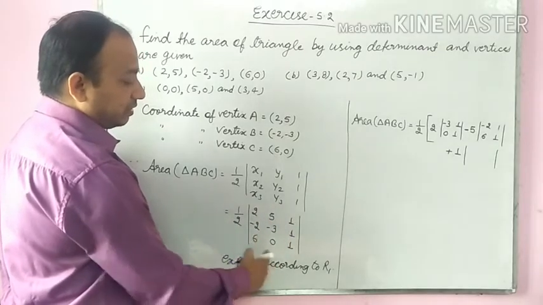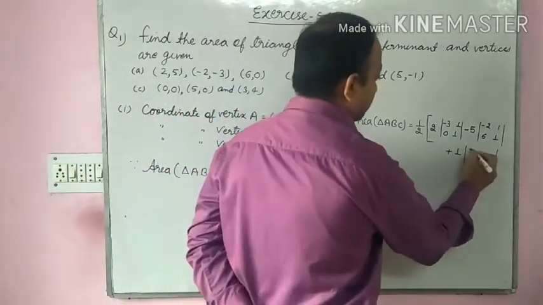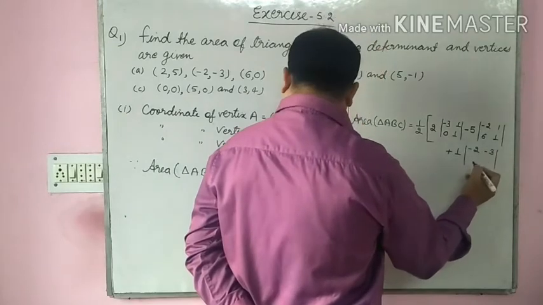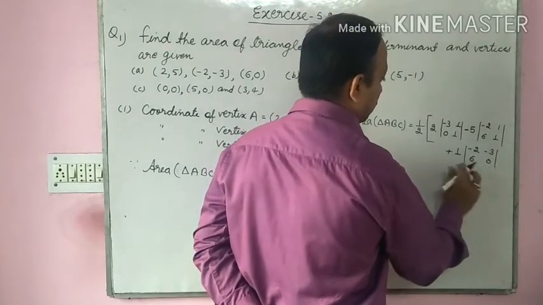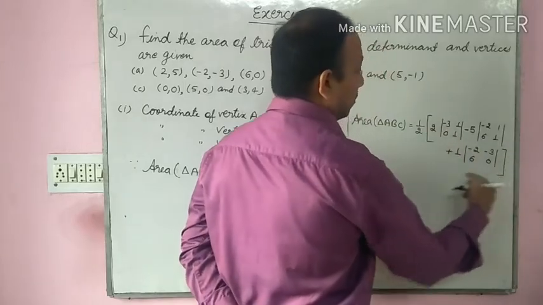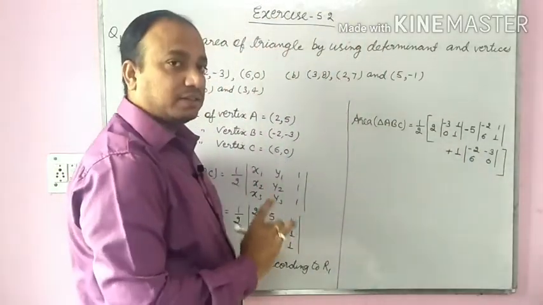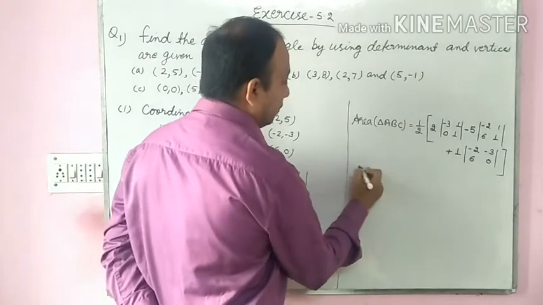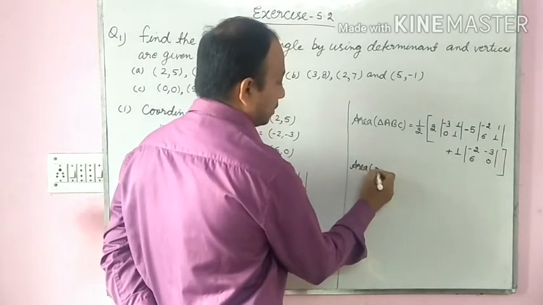Then the remaining elements are -2, -3 and 6 and 0. Okay. This is not a matrix mark; this is a large bracket, meaning a determinant. Okay. Area of triangle ABC.